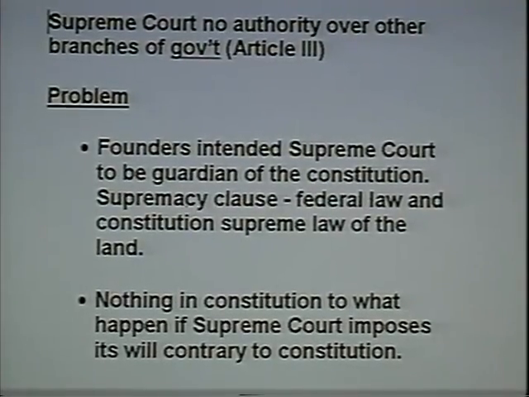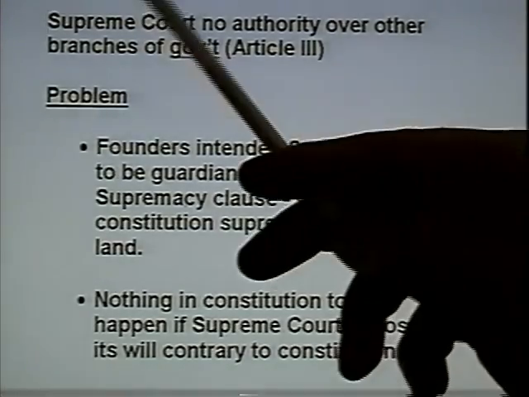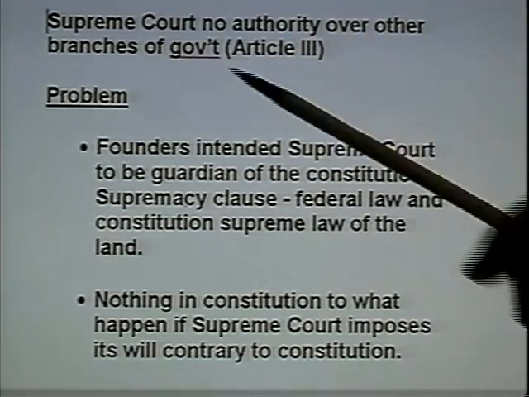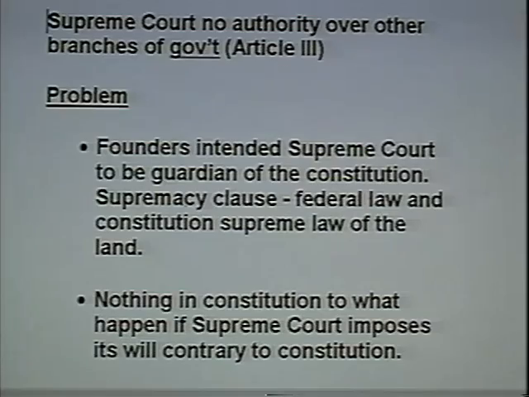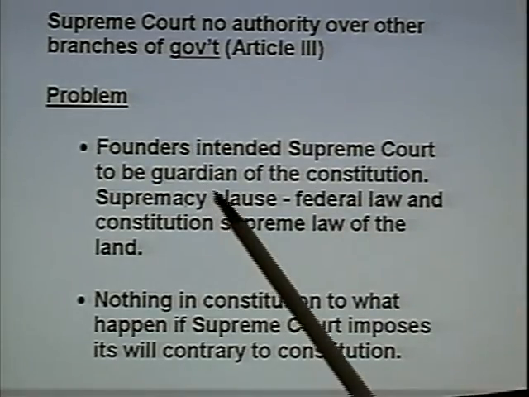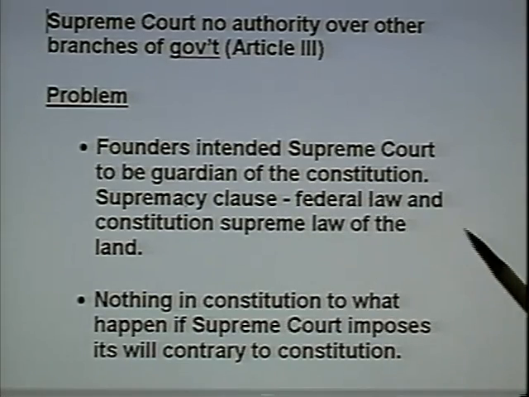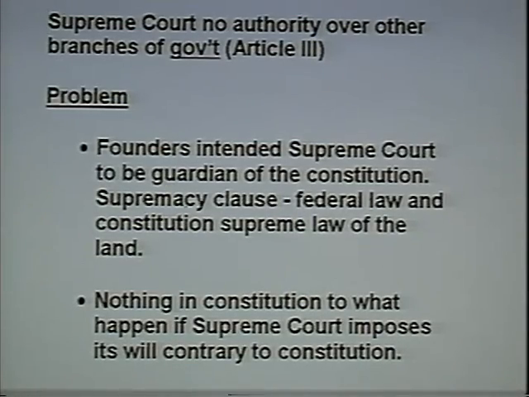Now, folks, I want to talk about my favorite recommendation for an amendment to the Constitution. What we're talking about here, folks, is Article 3, which deals with the Supreme Court and its relationship and powers over other branches of government. The problem is this: the founders intended the Supreme Court to be a guardian of the Constitution. In other words, what they call a supremacy clause, where federal law and the Constitution are the supreme law of the land. However, there's nothing in the Constitution about what happens if the Supreme Court imposes its will contrary to the Constitution.